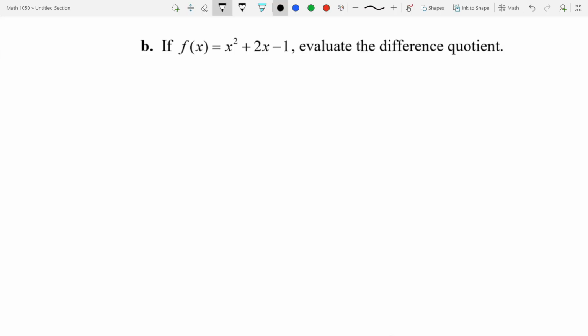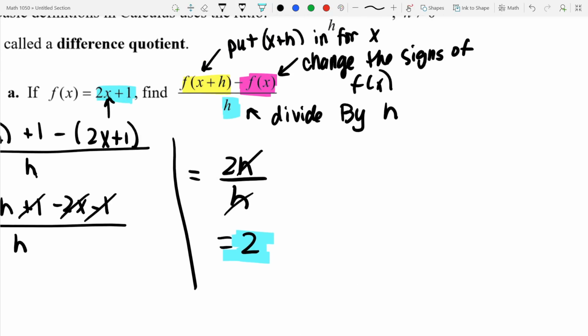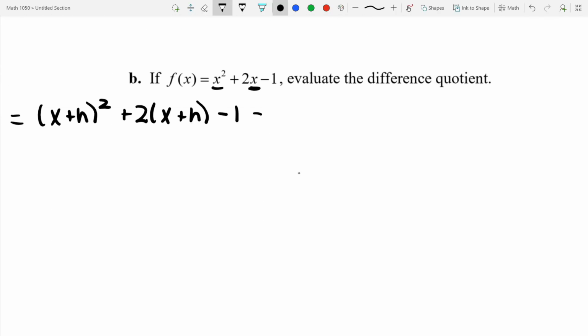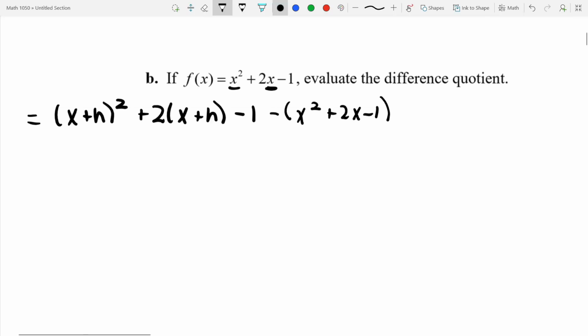Okay, f of x plus h means go here and put in x plus h. So you're going to go (x plus h) in parentheses squared plus 2 times (x plus h) minus 1. All that is f of x plus h. That's all that is. Now I have to do this pink, minus f of x. So now I have to go minus, and then parentheses, and then put in my f of x. And then it's all over h.